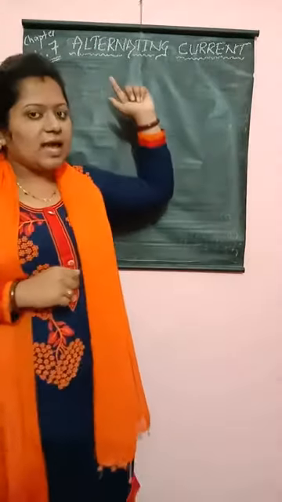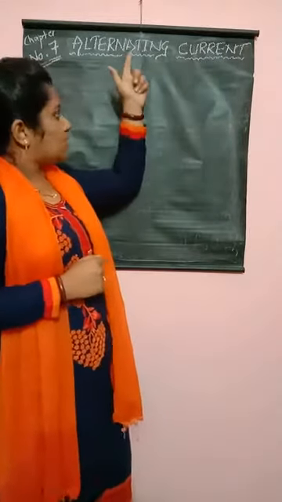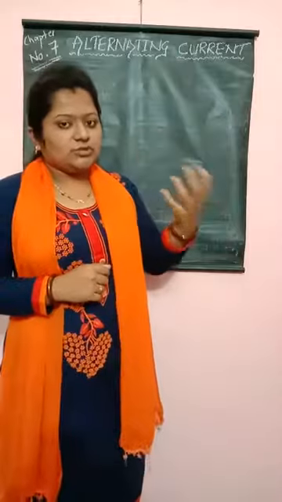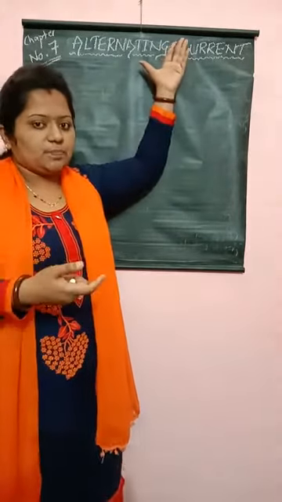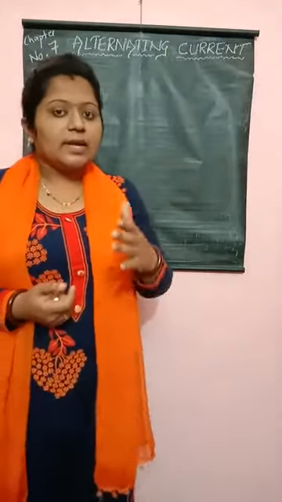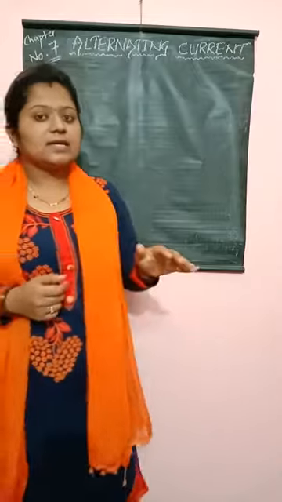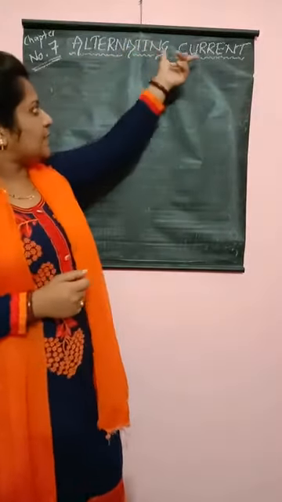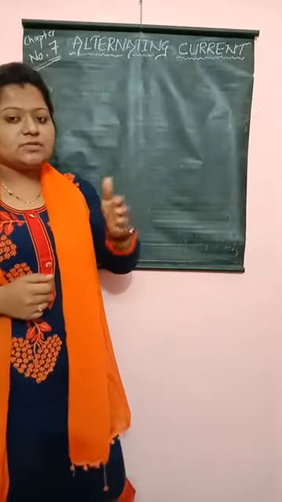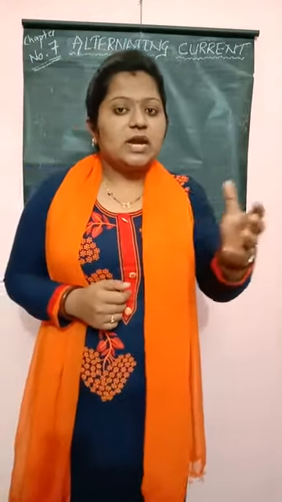In the last class I told you that the word alternating indicates changing. So this current which you are using is changing. Changing with respect to what? It is changing with respect to time. I explained that in detail in the last class. So this alternating current changes with time. Its magnitude changes with time.